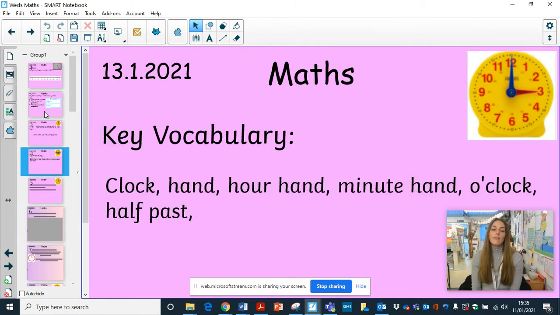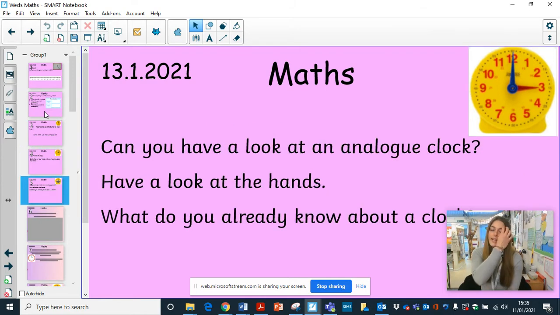Key vocabulary is just a recap of what we were doing yesterday. Same language: clock hand, hour hand, minute hand, o'clock, and half past. Can you have a look at an analog clock? Have a look at the hands. What do you already know about a clock? This is a recap. Can you remember anything from your learning yesterday?